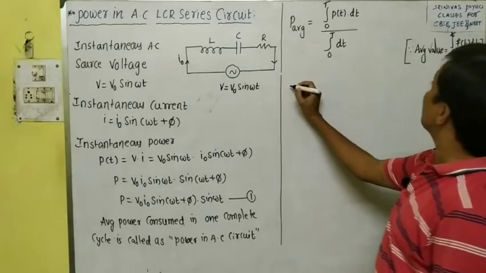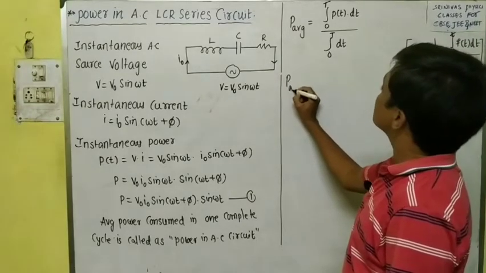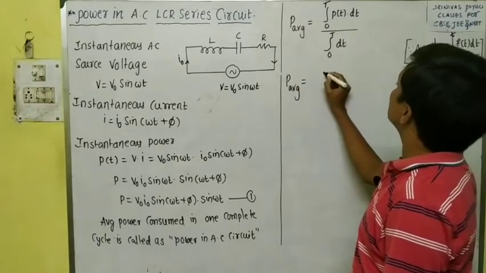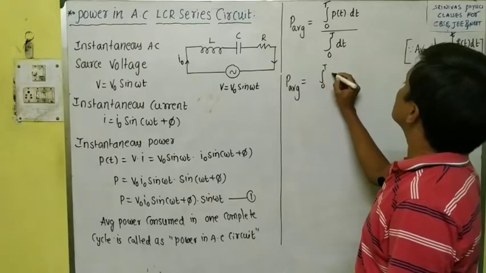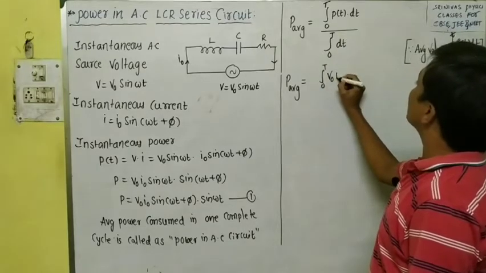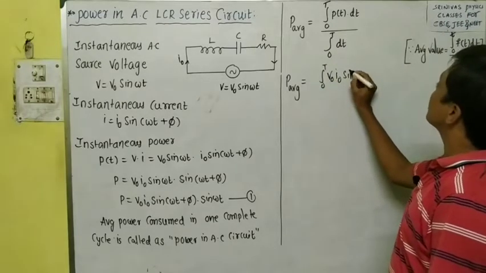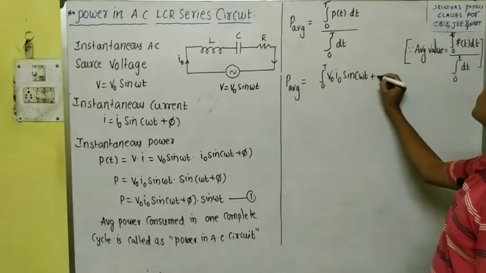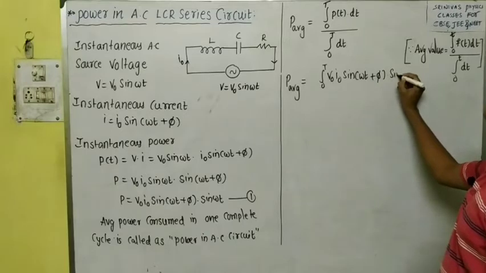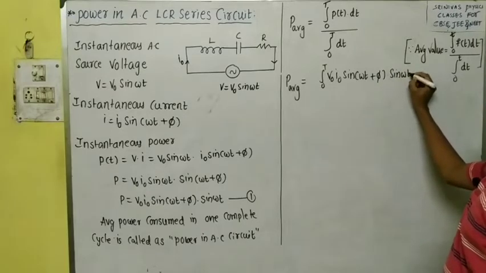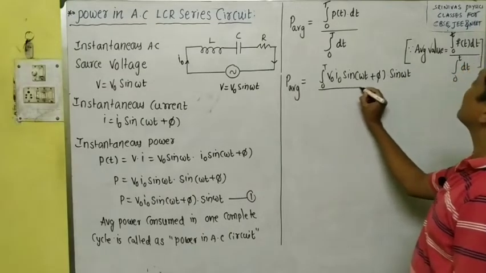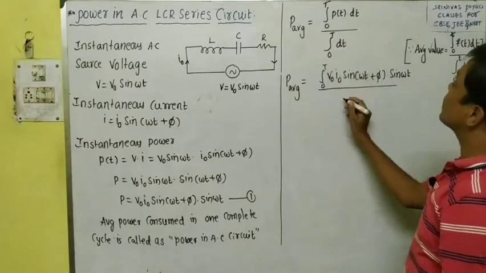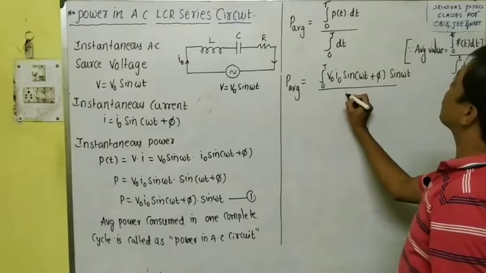Let us substitute the values. P average is equal to the integral from 0 to T of p(t), which we know from equation 1 is V0 I0 sin(omega t plus phi) into sin omega t, dt, divided by the integral of dt, which is T if you substitute the limits, then we get capital T.